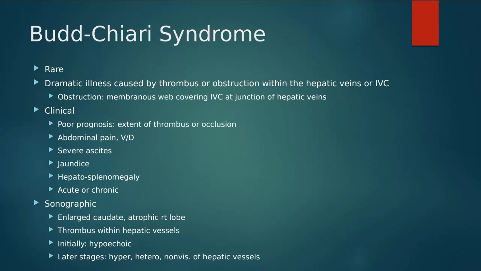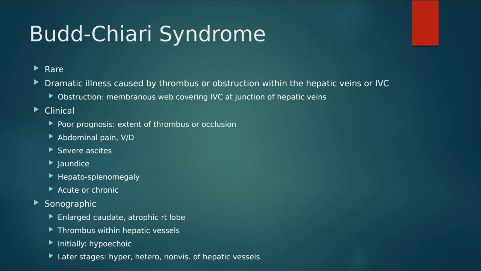Patient is going to have abdominal pain with potential vomiting and diarrhea. We could see severe ascites. We could see jaundice, hepatosplenomegaly, and we could have acute or chronic, again, depending on the severity of the obstruction and the type of obstruction. On ultrasound, we could see an enlarged caudate lobe with an atrophic or small right lobe of the liver. We could see thrombus within the hepatic vessels if that's where the obstruction is.